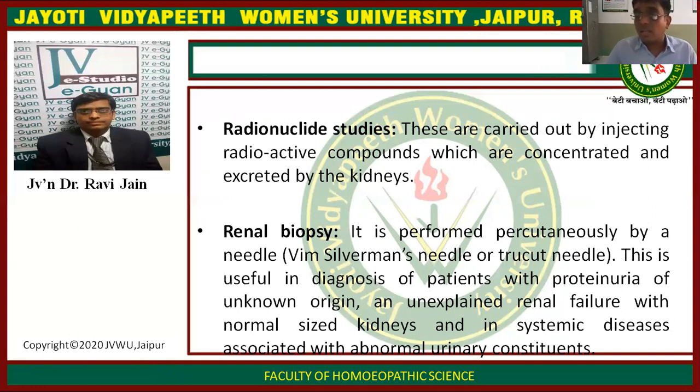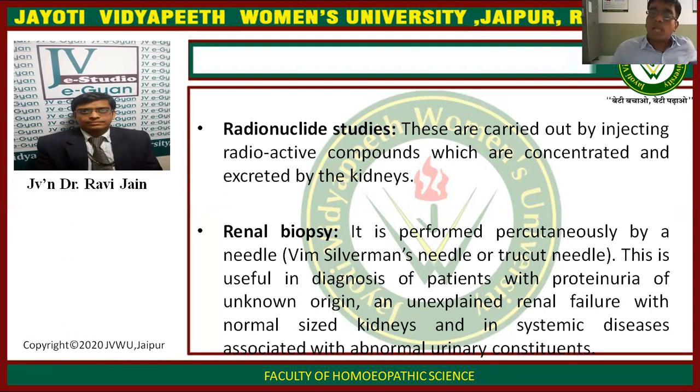Next is the renal biopsy. When we cannot reach any particular diagnosis, and especially in case of nephrotic syndrome, renal biopsy is very much essential. It is performed percutaneously by needle. The name of the needle is the Vim-Silverman needle or a true cut needle. This is useful for diagnosis of patients with proteinuria, especially in case of nephrotic or nephritic syndrome of unknown origin.